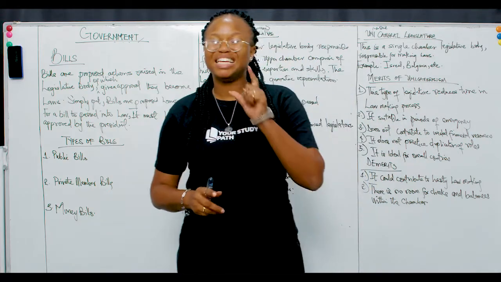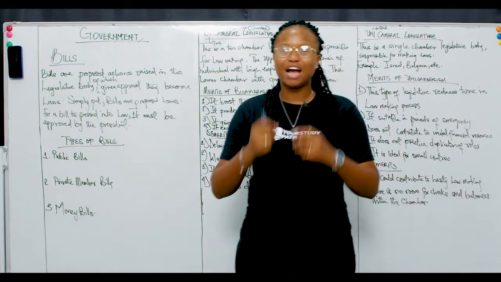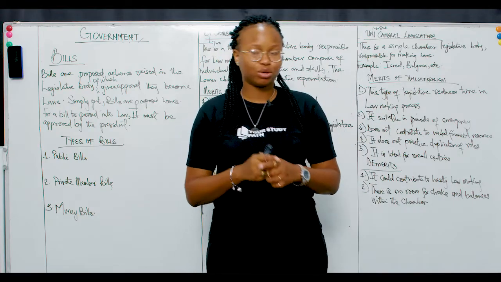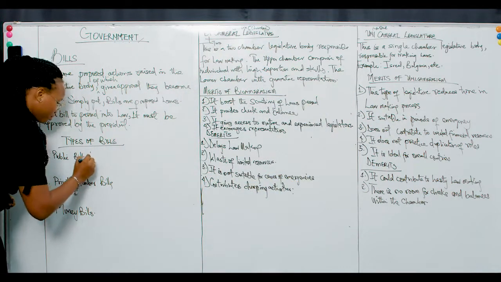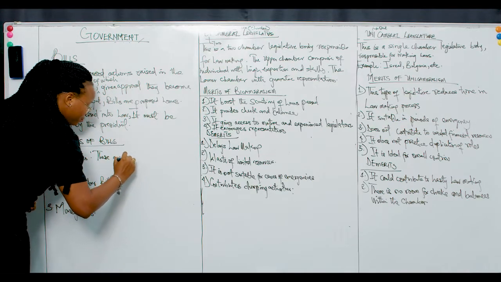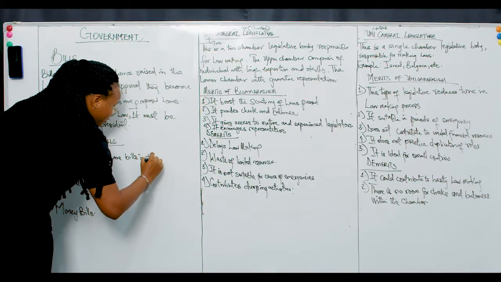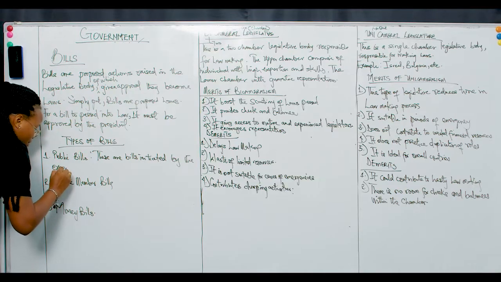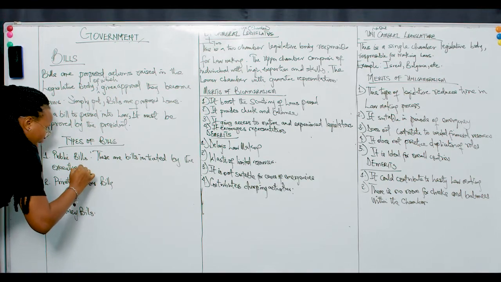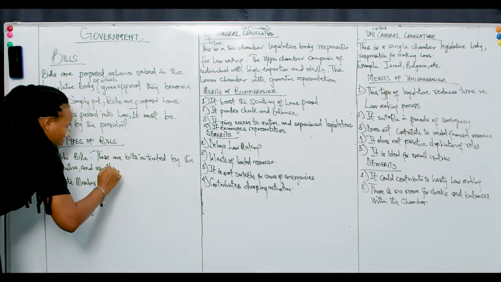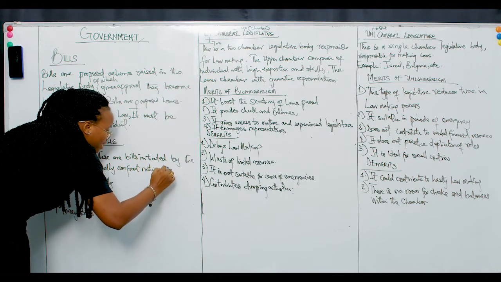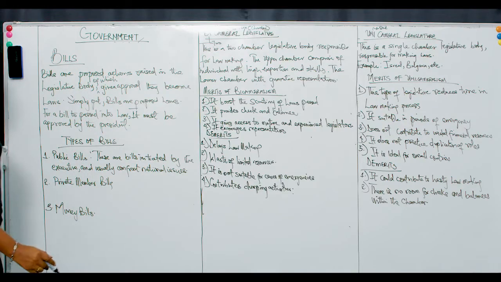Public bills are bills that are initiated by the executive body and usually seek to address issues confronted by the entire country. So public bills are bills initiated by the executive and usually confront national issues. By national issues, we mean issues faced by members of the country. So we have that as public bills.